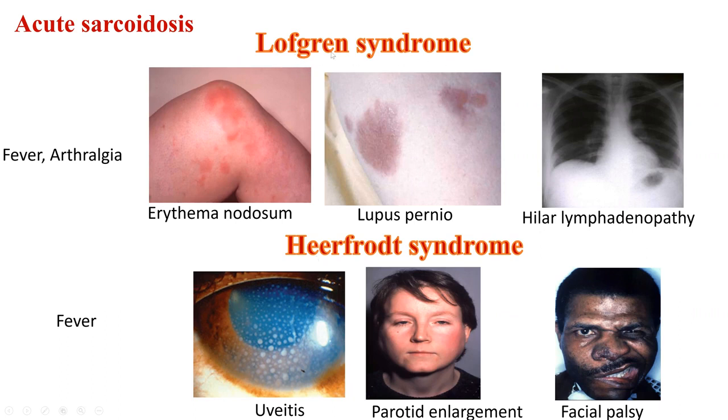In the Lofgren syndrome, those patients will have acute fever and arthralgia, again, erythema nodosum, verrucous skin lesions called lupus pernio, and hilar lymphadenopathy in chest X-ray. The other acute presentation of sarcoidosis will be the Heerfordt syndrome. In the Heerfordt syndrome, the patients will present acutely with fever, uveitis, parotid enlargement, and facial palsy. So these are the manifestations. What will be the signs?